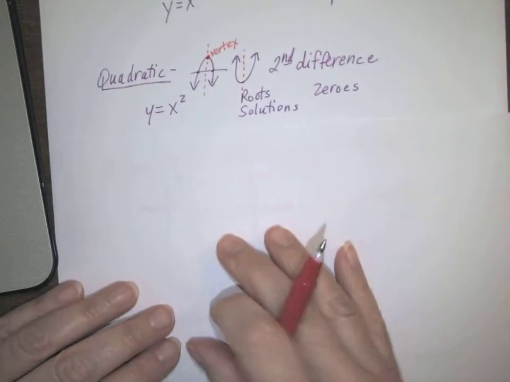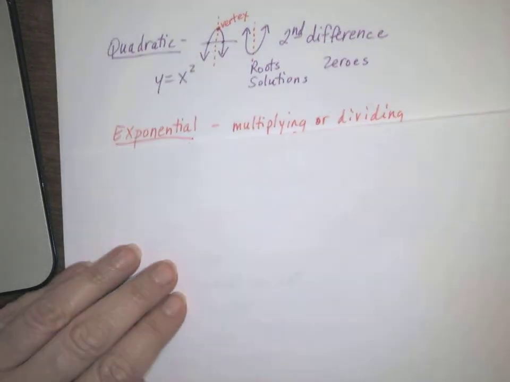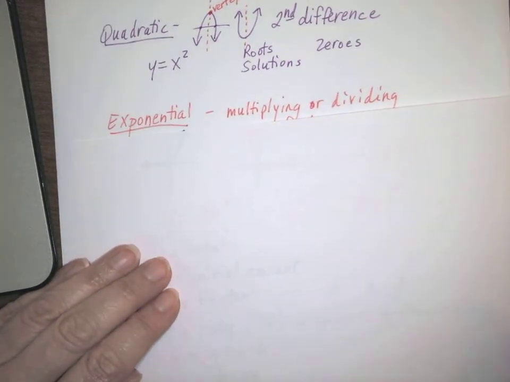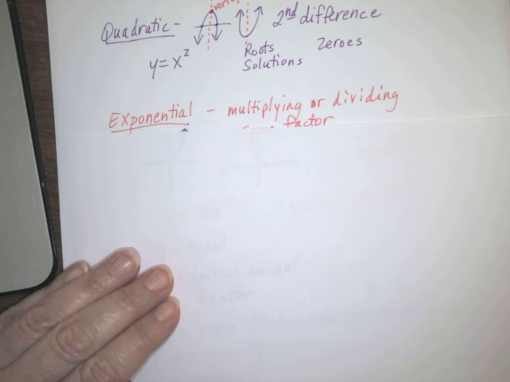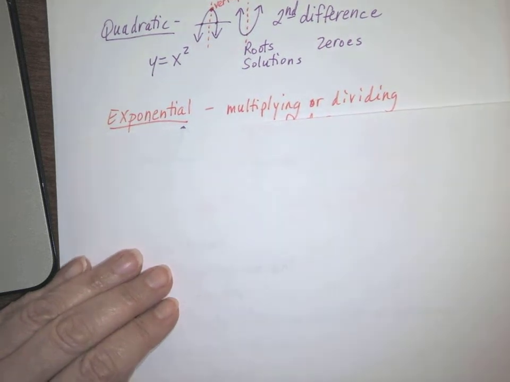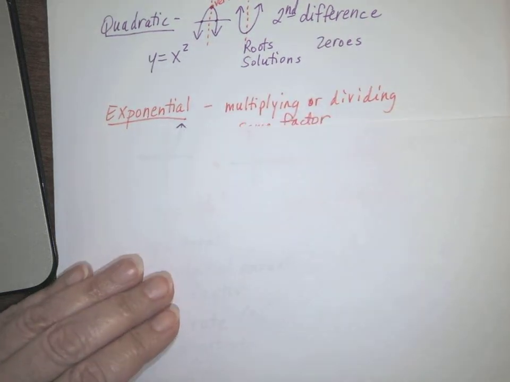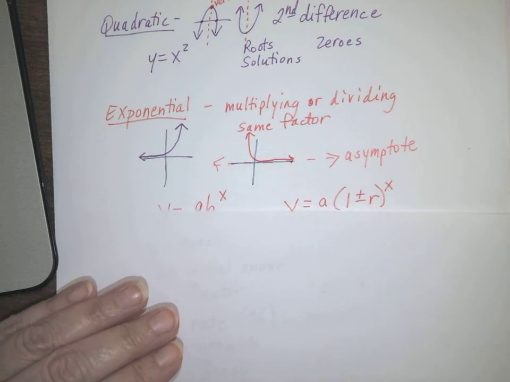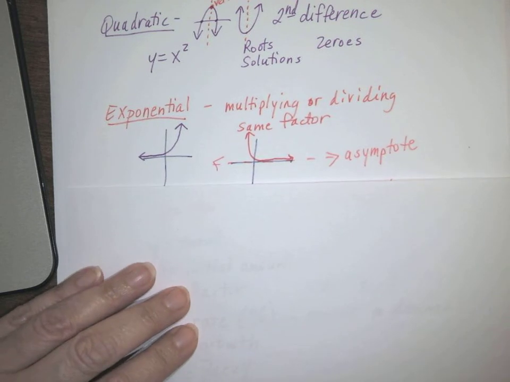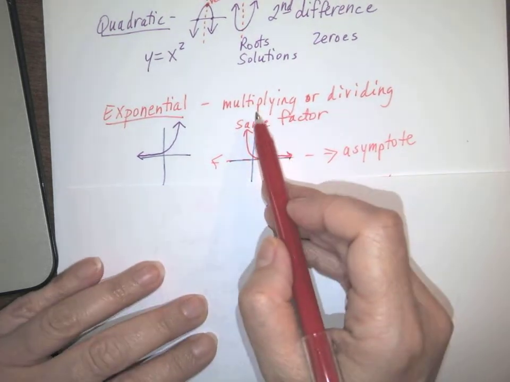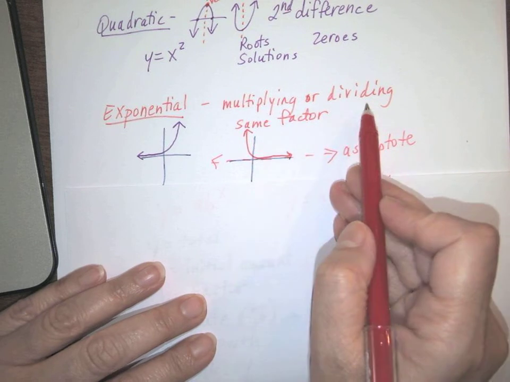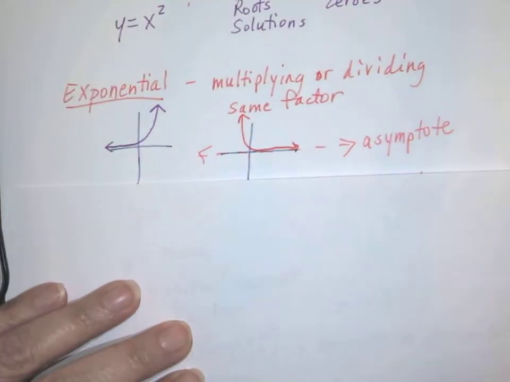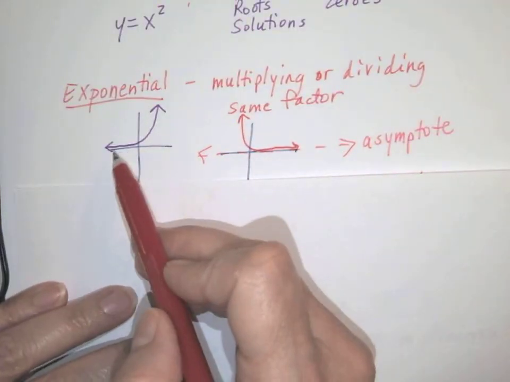But now we're learning a new function. We're learning exponentials. Exponentials don't have the same difference, but they are multiplying or dividing instead of adding or subtracting. So they have the same factor. They multiply or divide by the same number. Really, you could just say multiplying because dividing is the same as multiplying by a fraction. So this is what your graph's going to look like.